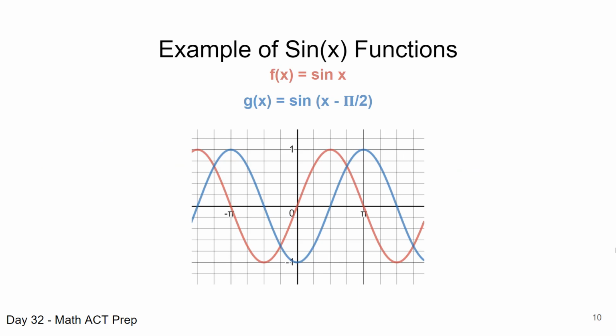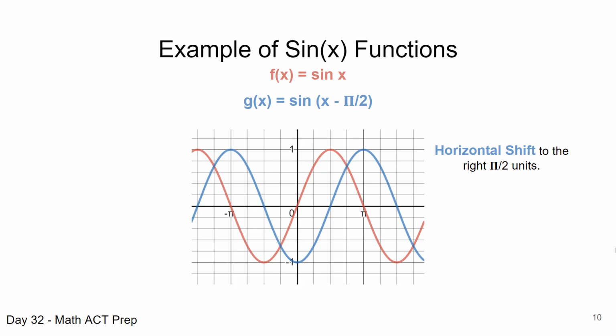Now let's take a look at some shifts with the sine function. In the reddish color, we have regular f of x equals sine x. In the blue g of x, we're going to show sine of x minus pi over 2. The minus pi over 2 is in the parentheses. It's part of the sine, the angle of the sine. So notice how with this, we're going to have a horizontal shift. That means left or right. A horizontal shift right pi over 2 units.